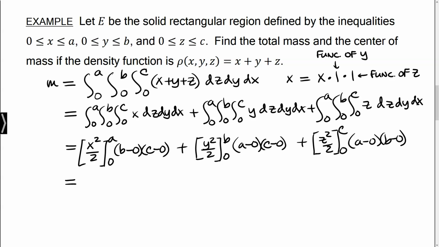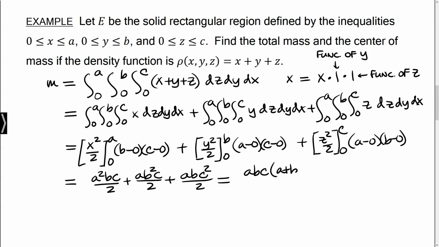Okay, so what is this going to get us? So it looks like it's a squared bc over 2 plus ab squared c over 2 plus abc squared over 2. Of course, there's a lot of symmetry with each of these three terms. And we can factor out abc over 2, and you're left with a plus b plus c. So it's abc times a plus b plus c all over 2. So this is the mass.